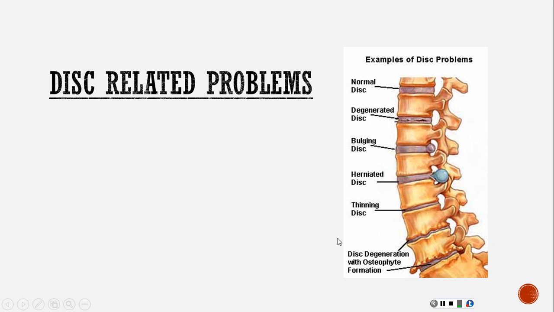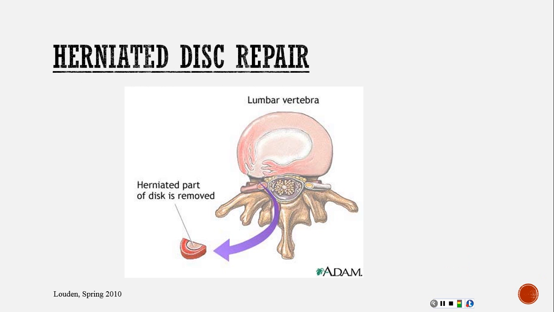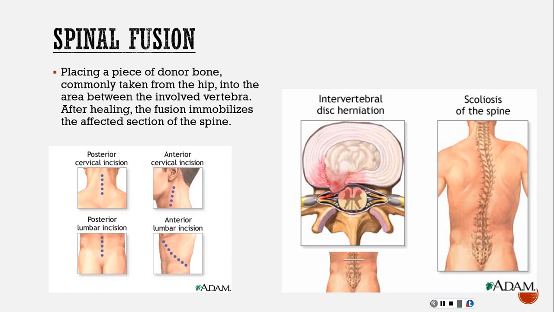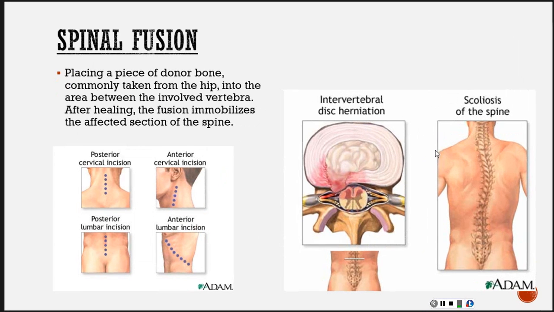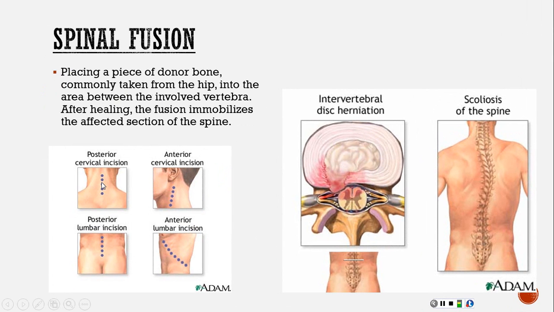Thinning of the disc, and here's another example of the degeneration. We've talked about this. We're not going to do this a lot, but this is a look at the herniated disc repair. And then spinal fusion, we talked a lot about. Okay, this is something we didn't touch: where the incisions are going to occur. A posterior cervical incision, and again, it depends on the amount of fusion they need to do. But here's a cervical incision, an anterior cervical incision.